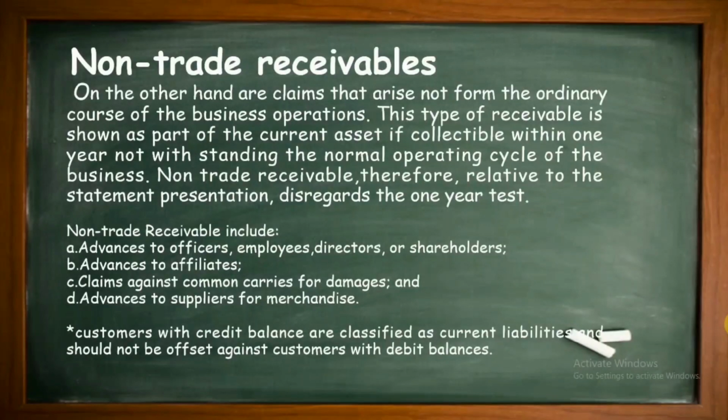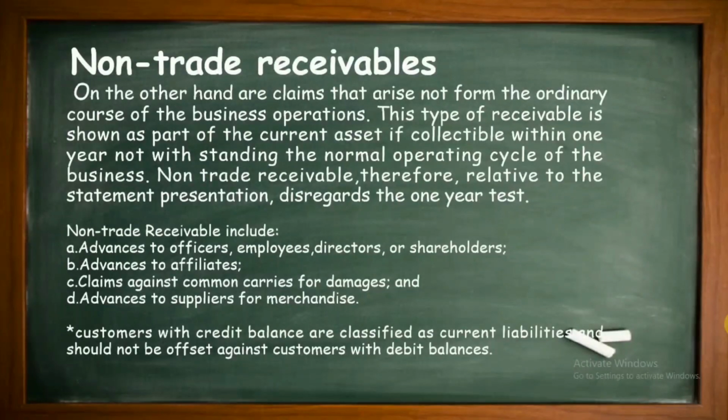Ang trade receivable is basically current asset siya. Ang non-trade receivable kapag collectible within 1 year or collectible within operating cycle of the entity, ang non-trade receivable is classified as current asset. So ang non-trade receivable kapag collectible siya beyond 1 year, ang classification is non-current asset.